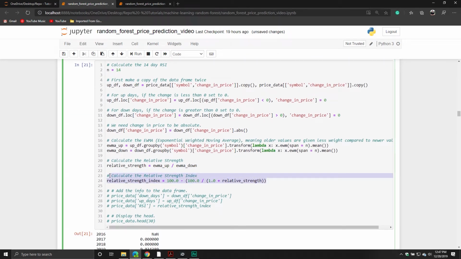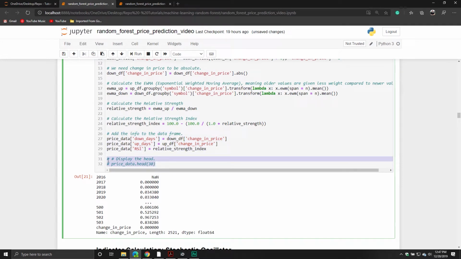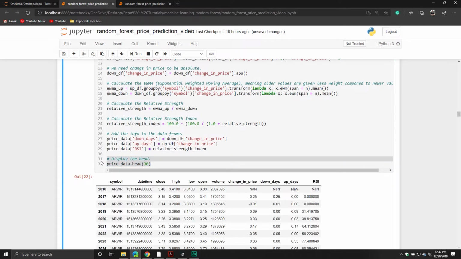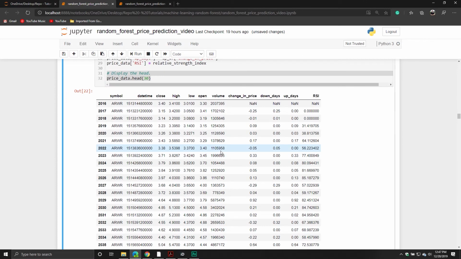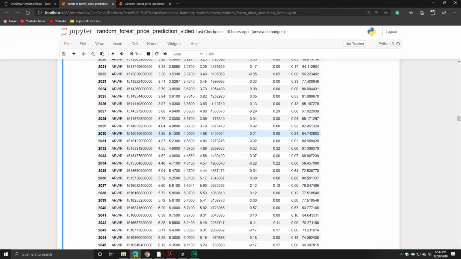But so I want to calculate my relative strength index. And then all I do is I add those columns that I calculated up here back to my main data frame. So I now have a new column for down days, a new column for up days, and a new column for the RSI indicator. Now, technically, I could have added one for relative strength too, but for this purpose, we will just leave it out. And you can see everything's here just like we were expecting, and it's calculating the RSI.